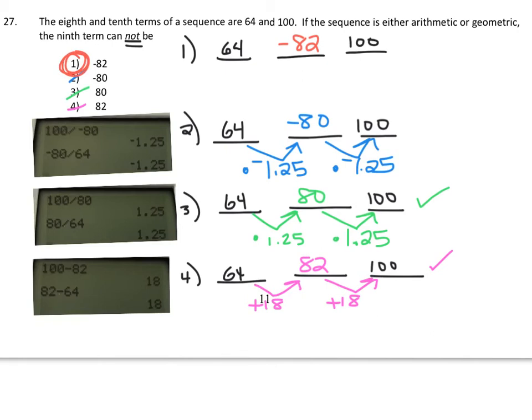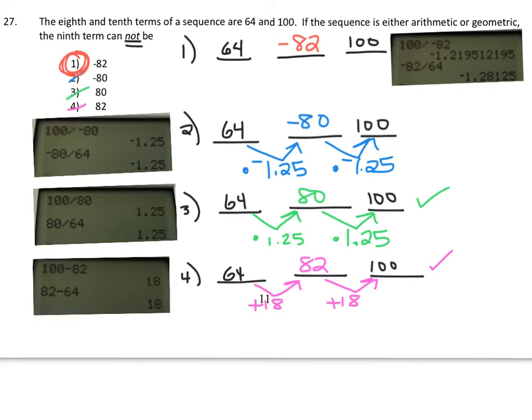Again, if we're going from a positive to a negative and then back to a positive, it's impossible to be arithmetic, so we can only try geometric. So let me just use my calculator and do 100 divided by negative 82. And let's see if we get the same answer as when we do negative 82 divided by 64. Okay, and what you can see here is, look, I didn't get the same thing. So this rule doesn't work. Just trying to give it the old cross off. This one doesn't work out for us. So choice 1 is the answer.